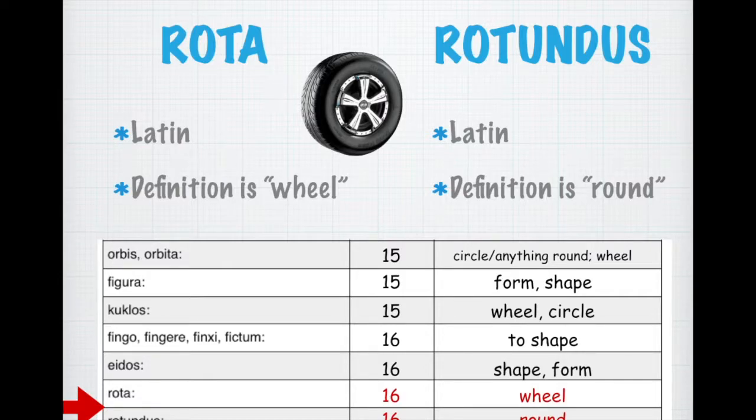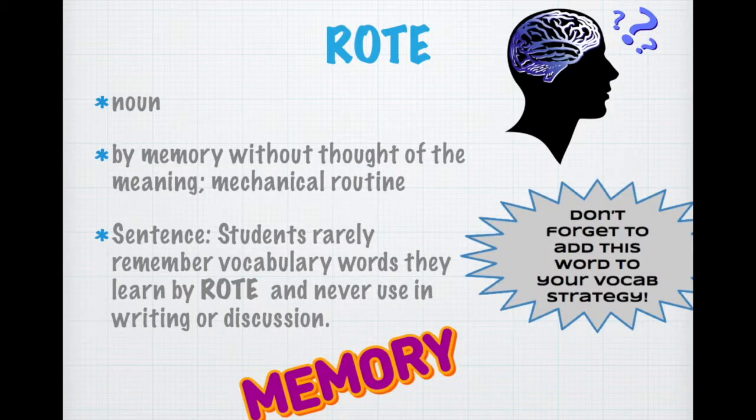And we have three words that very clearly use these roots. The first one is rote. Rote, another noun, means by memory without thought of the meaning, mechanical routine. So if something is rote, it's by memory. Students rarely remember vocabulary words they learn by rote and never use in writing or discussion. Assembly lines, where one works by rote, tend to be more tiring than work with varied activities. And again, don't forget to add this to your vocab strategy, please.